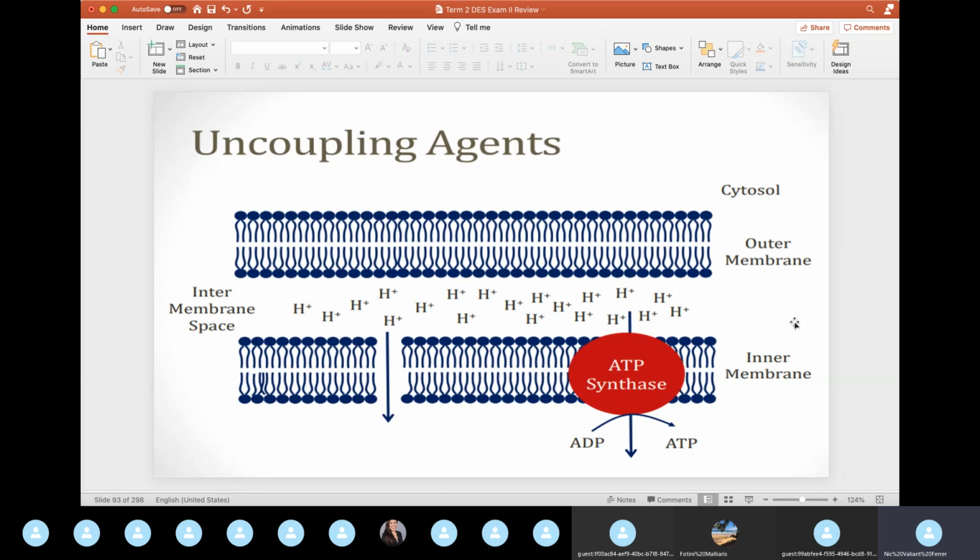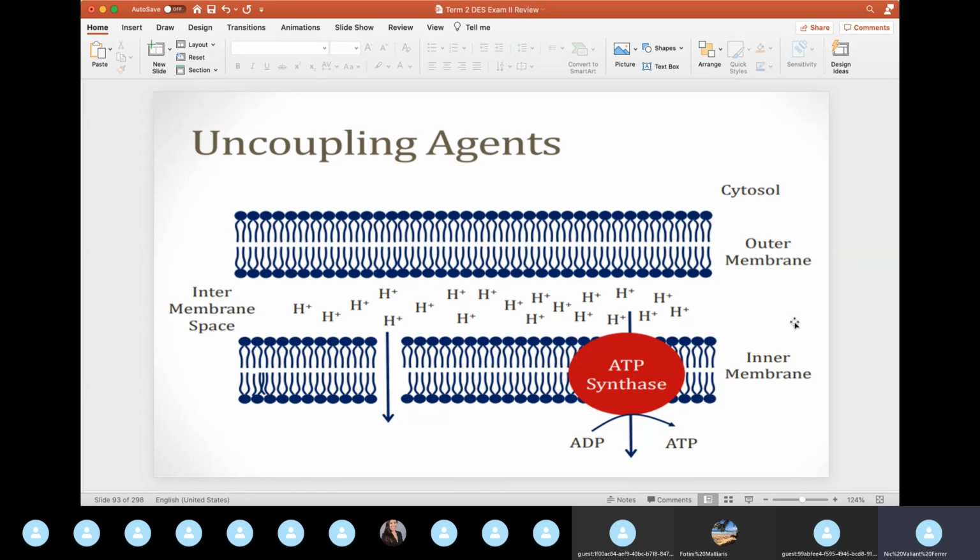Also cyanide poisoning. Complex 3 inhibitor. Complex 3 or complex 4? Complex 4, I'm sorry, because complex 3 is antimycin, right? So complex 4, your IDEs. So don't forget carbon monoxide poisoning and cyanide poisoning.